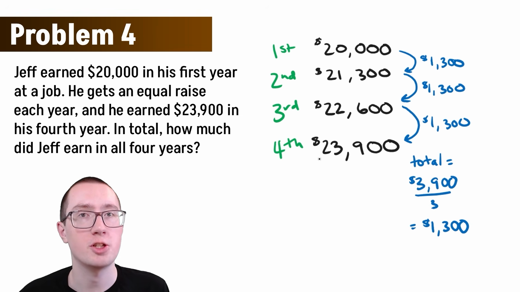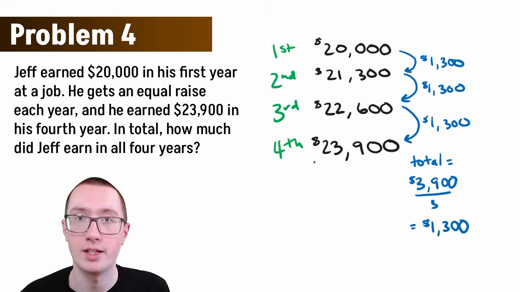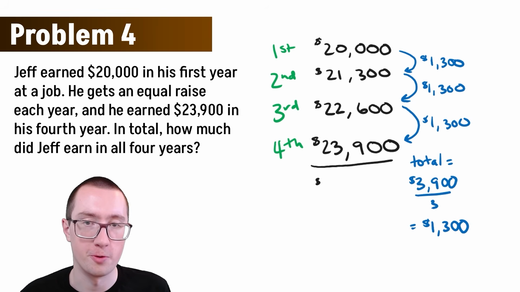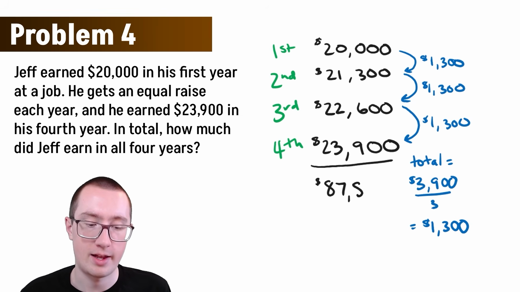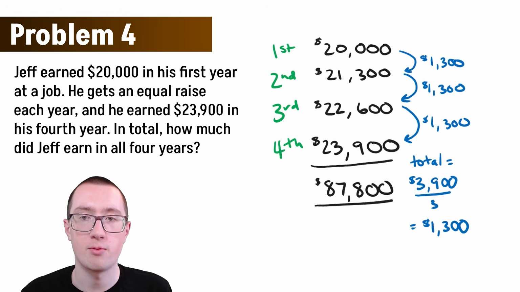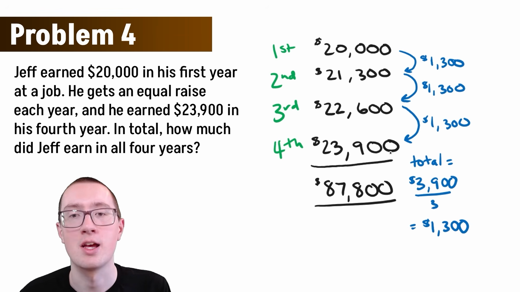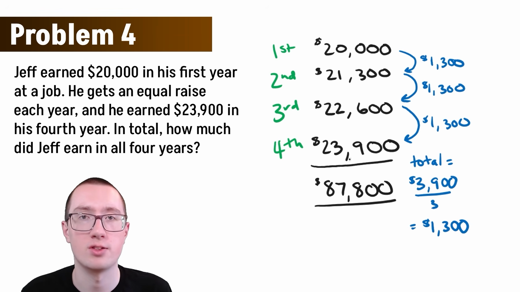So now remember that the question is asking what was he paid in total over the 4 years. So let's just go ahead and add these together. And when we do that, we get a total of $87,800. So that right there is our final answer. And if you just want to do another sanity check, it makes sense. You got about $20,000 each year, so about 80,000 makes sense.